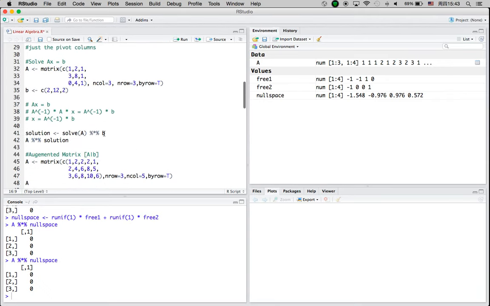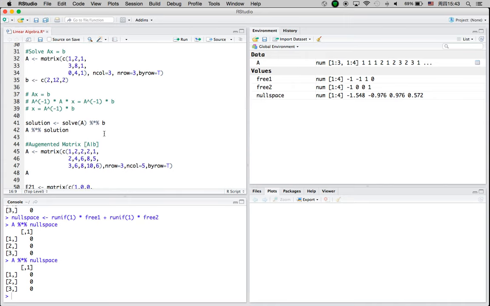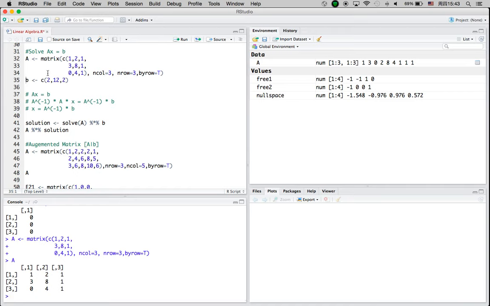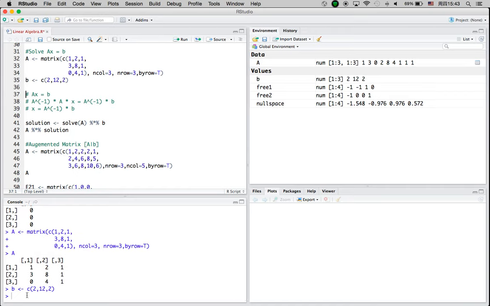Okay, so we talked about the basis. Now let's talk about solving a linear system, that is, solving Ax equal to b. Here we have a matrix called matrix A, and the numbers are called b. Basically, a matrix is just another way to write a linear system, like 1x1 plus 2x2 plus 1x3 equal to 2, 3x1 plus 8x2 plus 1x3 equal to 12, etc. So it's just another way.